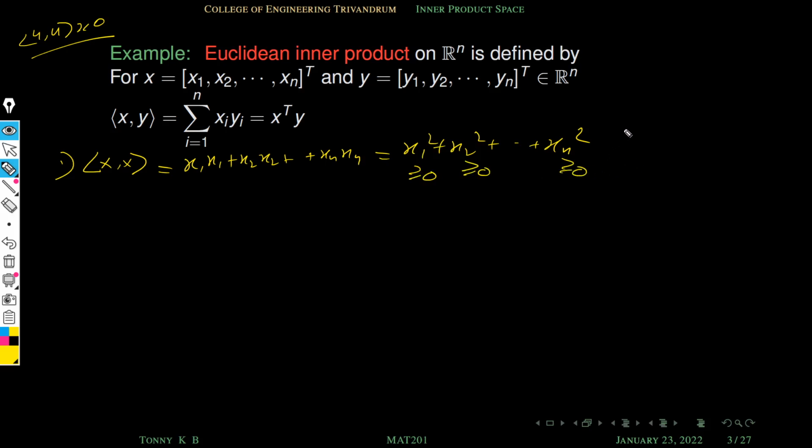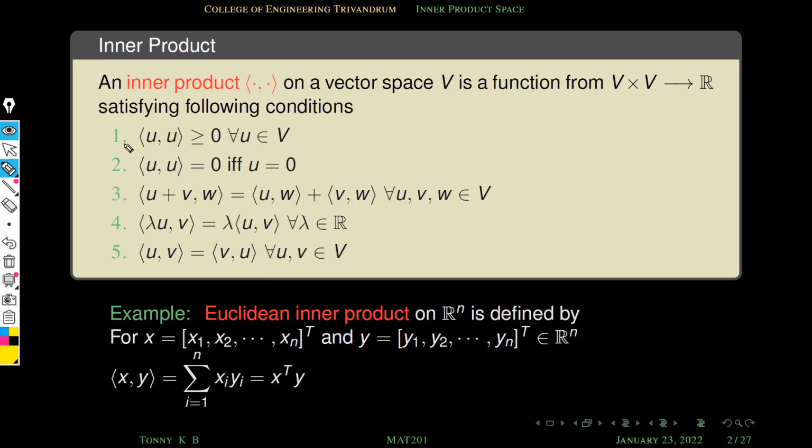So what about the whole sum? The whole sum is greater than or equal to 0. So the inner product of x with x is always greater than or equal to 0. This is true for all x belonging to Rn. So it satisfies our first condition. So the first one is okay. Next we have to verify this condition: the inner product of u with u equal to 0 if and only if u equal to 0.